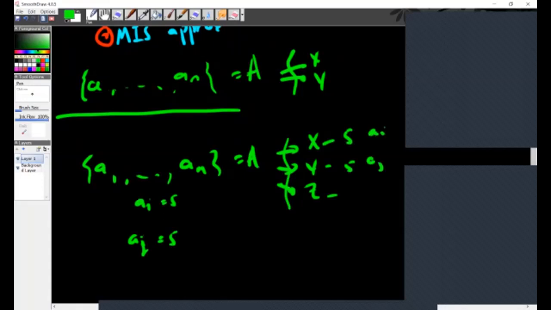That's completely fine, right? But the point I'm trying to make is that, again, X, Y, and Z should not share elements, and X, Y, and Z should make up A.